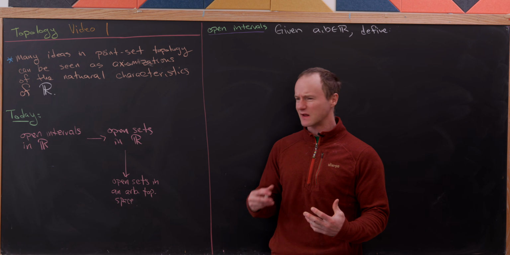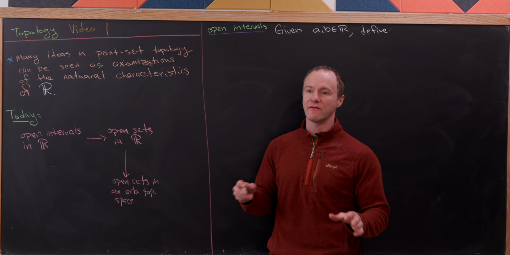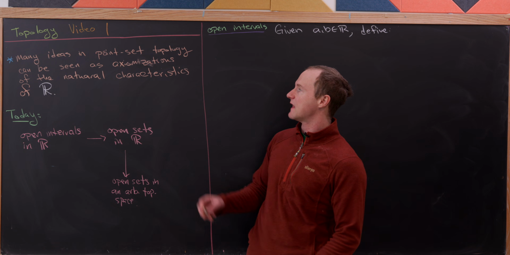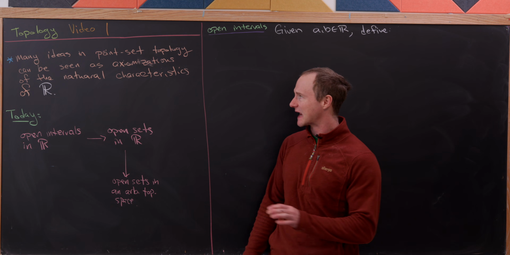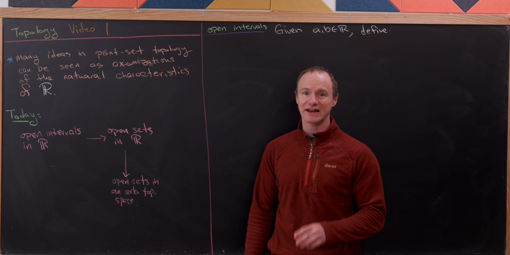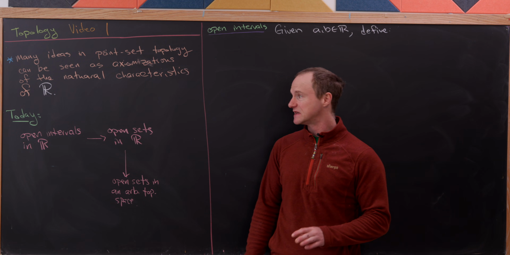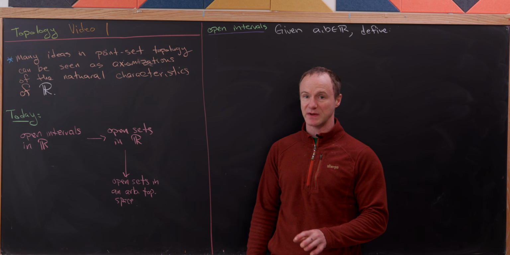But before we do that, I'd like to look at a theme that will be running through everything that we do in this point set topology section. And that is, many ideas in point set topology can be seen as axiomatizations of natural characteristics of the real numbers. And we'll see that today with the notion of an open set in a topological space.